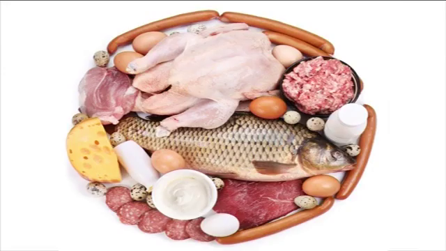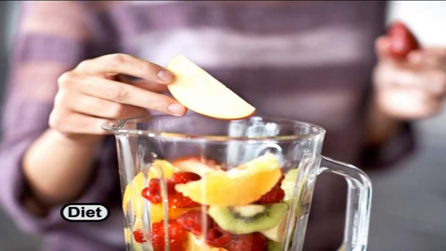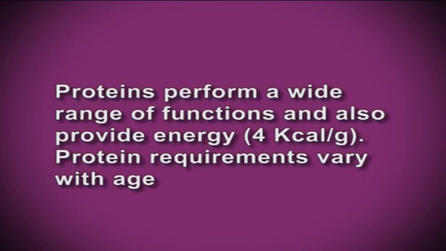Proteins. Proteins are complex molecules composed of different amino acids. Certain amino acids, which are termed essential, have to be obtained from proteins in the diet, since they are not synthesized in the human body. Other non-essential amino acids can be synthesized in the body to build proteins. Proteins perform a wide range of functions and also provide energy of about 4 kilocalories per gram.